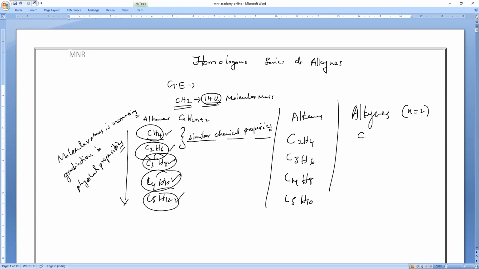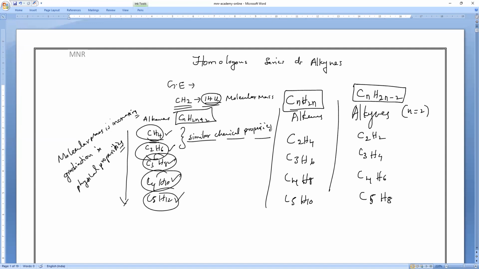2. That is C2H2, C3H4, C4H6, C5H8, and so on. Alkenes all have the same general formula, CnH2n. Alkynes all have the same general formula, CnH2n minus 2. So whatever compounds have the same general formula and similar chemical properties are called a homologous series. Not only this, these are called hydrocarbons.